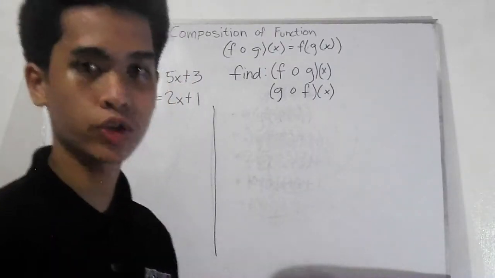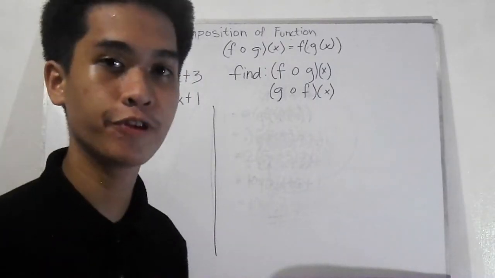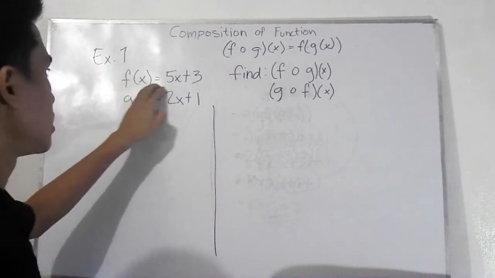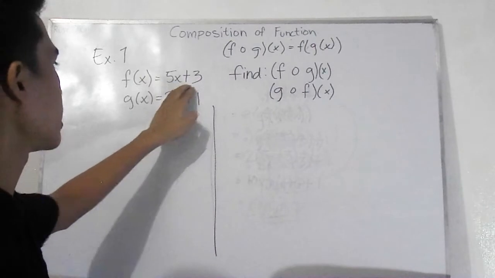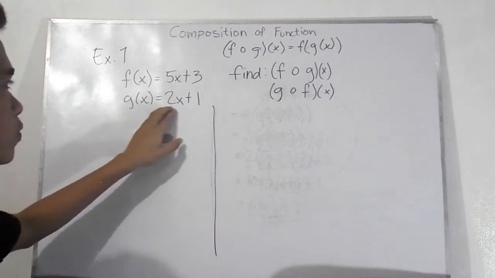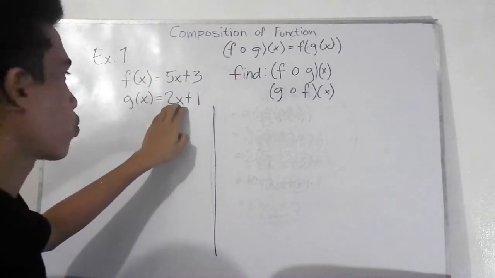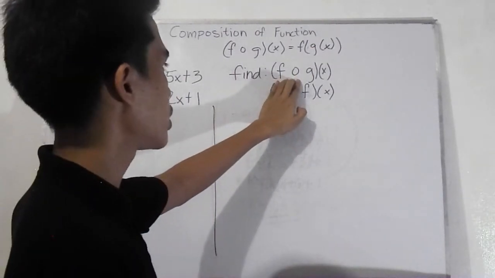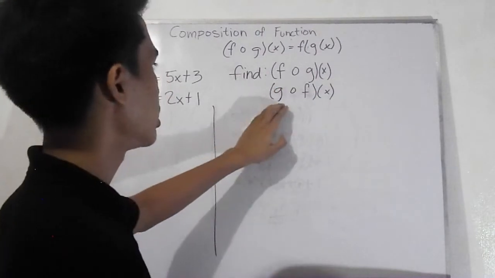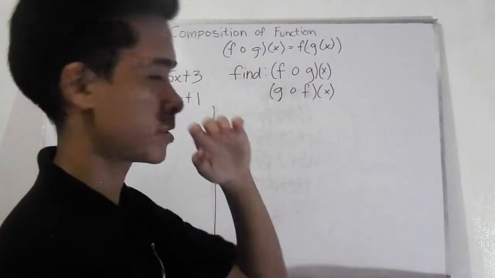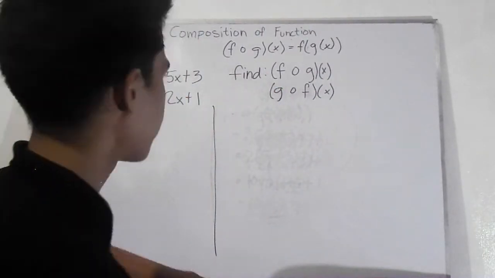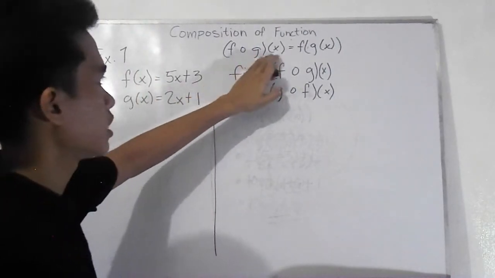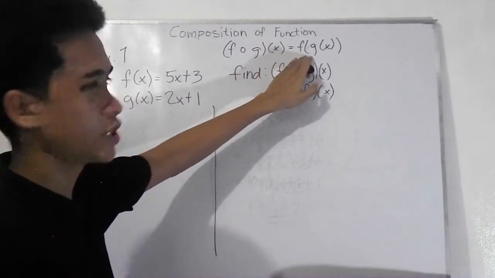So, for you to understand it well, I will give you an example. Let's say f of x is equal to 5x plus 3. g of x is equal to 2x plus 1. So we will now find f composition of g of x and g composition of f of x. So we all know that f composition of g of x is equal to f of g of x.